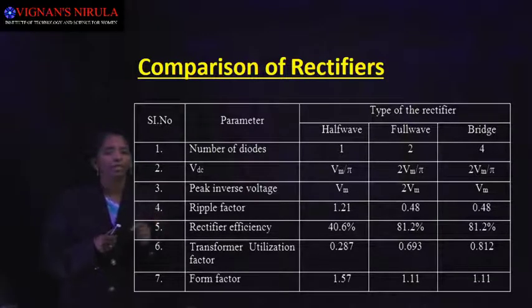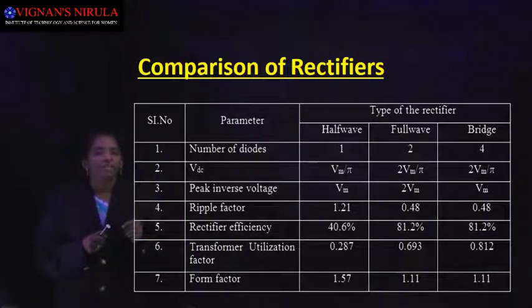Next, the fourth one, ripple factor. What is meant by ripple factor? It is the ratio of the RMS value of the AC component to the value of the DC component. After calculating, the ripple factor for the half wave rectifier is 1.21, and for the full wave center tapped rectifier it is 0.48, and the same for the bridge rectifier, that is 0.48.